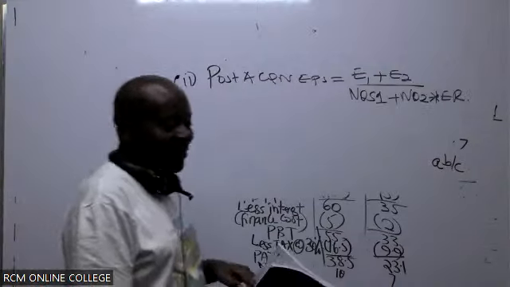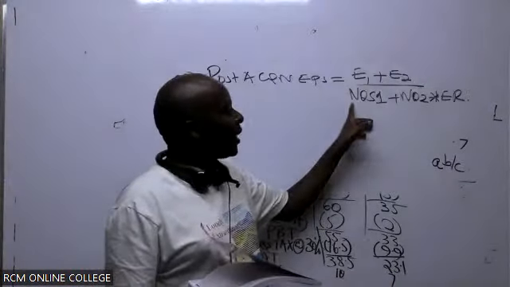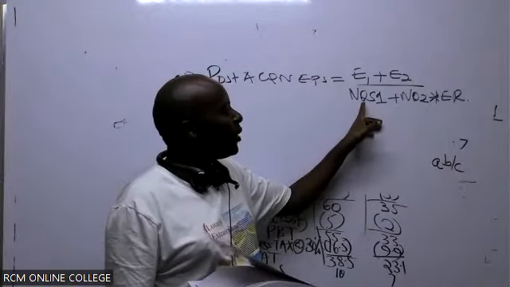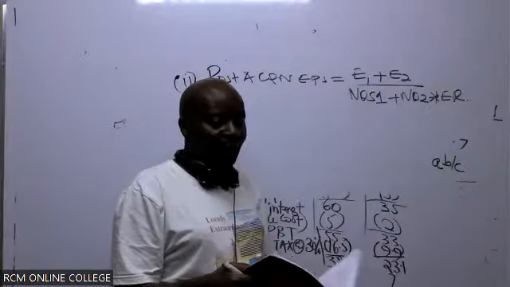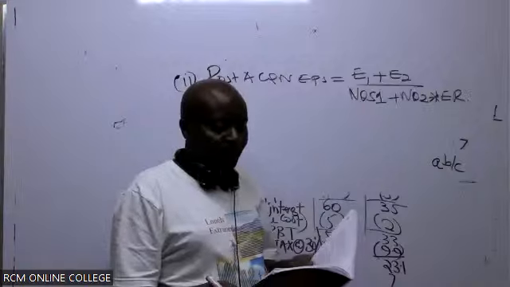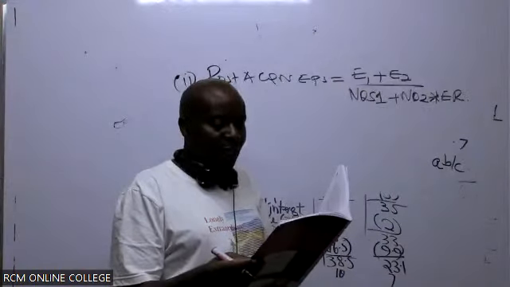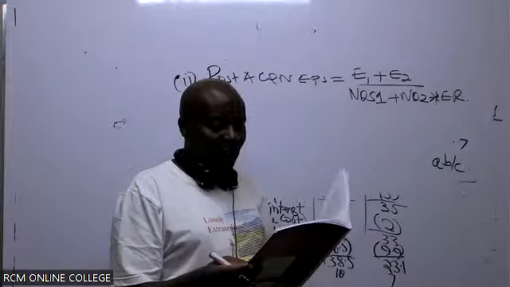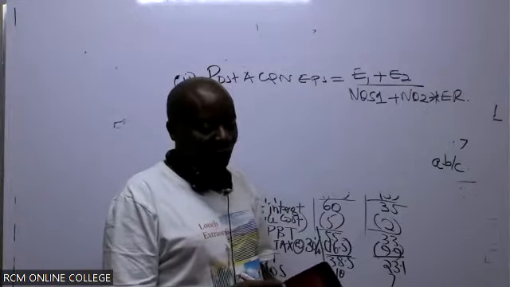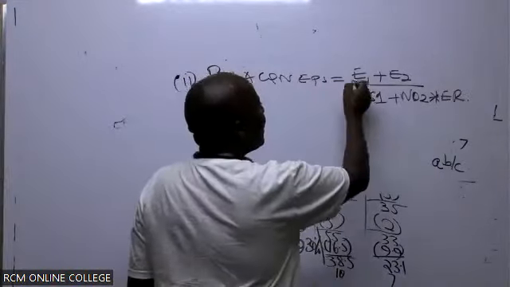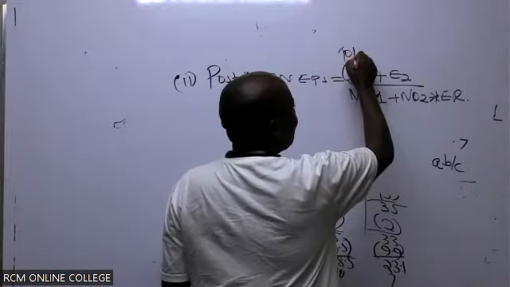Please write this in full somewhere there. This is NOS 1, the number of ordinary shares. I hope up to there these ninjas are able to follow. And don't forget that this stands for total earnings, not EPS.